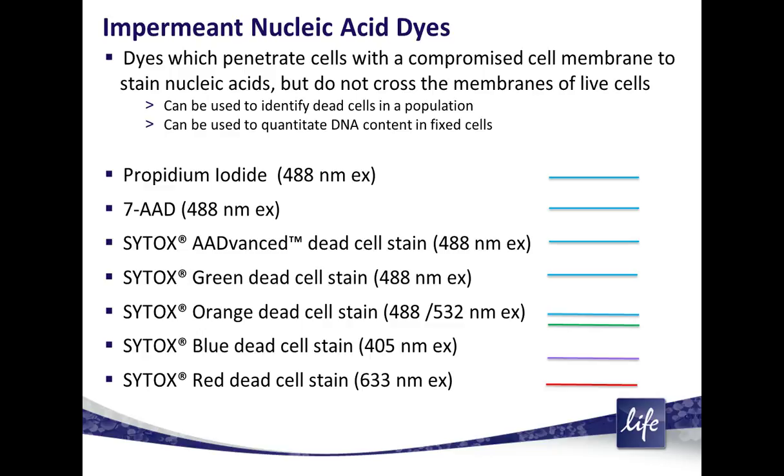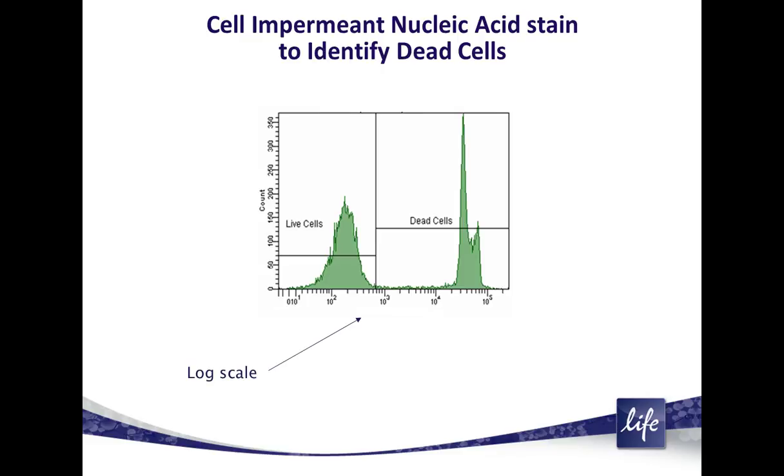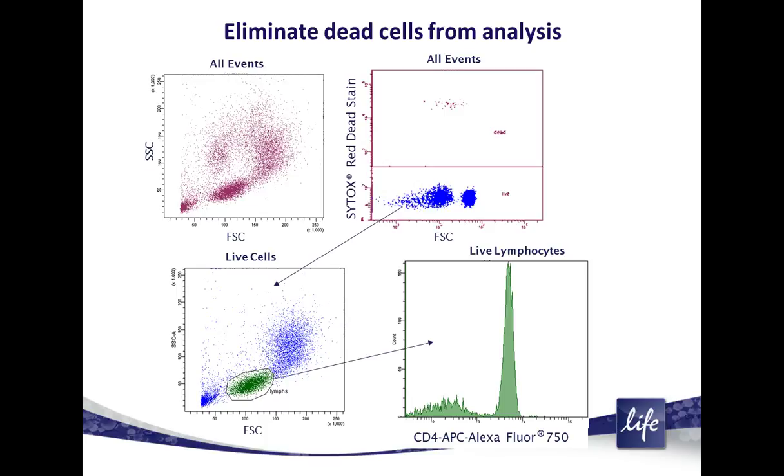So for the 488 laser, there is Cytox Advanced, Cytox Green, and Cytox Orange. Cytox Orange can also be used with the yellow-green laser lines. Cytox Blue can be used with the violet, and Cytox Red can be used with the red laser. Just to distinguish this from cell cycle or DNA content, these dyes should be looked at in a log scale where the positive cells identify the dead cells. This is different from a cell cycle, which would use a linear scale.